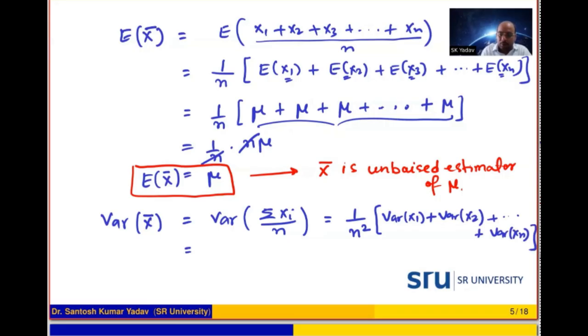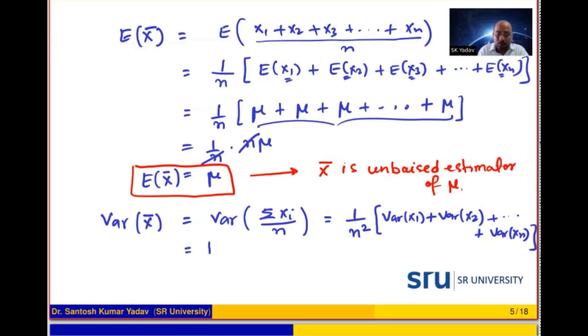Now, one more important thing here: whenever we are taking the variance of a sum of two random variables, variance of x1 plus x2 is variance of x1 plus variance of x2, plus there is an additional term which is called the covariance between these two variables. But because here each unit is independent, the covariance is zero. So that's why there is no covariance term here, because each of x1, x2, x3 is independent.